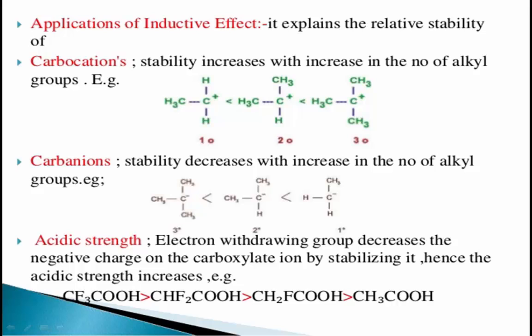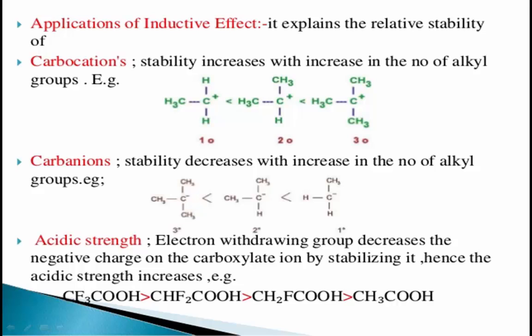In that, this inductive effect explains the stability of carbocations in the order primary is less than secondary less than tertiary carbon atoms. And it also explains the relative stability of carbanions, decreasing in the order of tertiary, secondary, primary. And I'll come to the point of acidic strength.